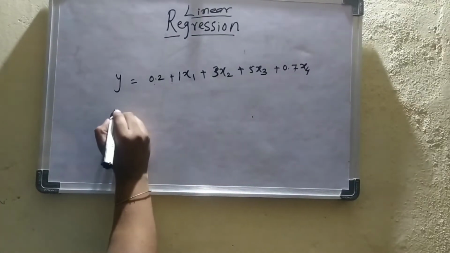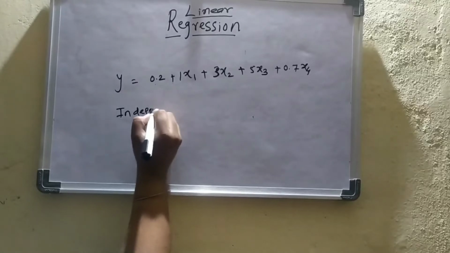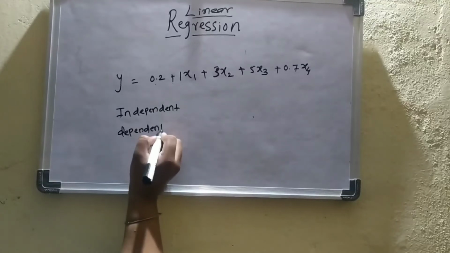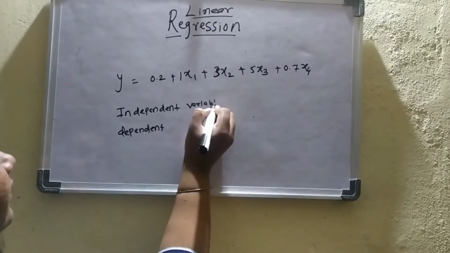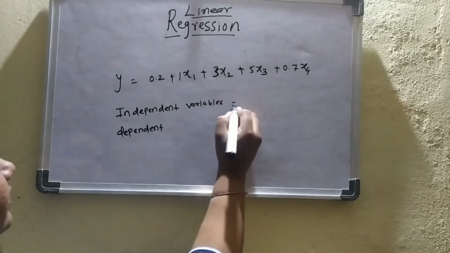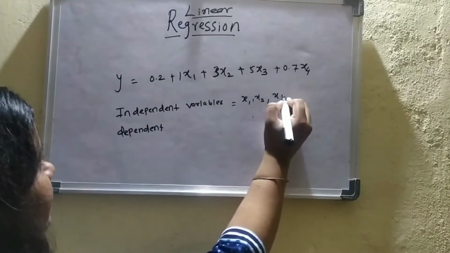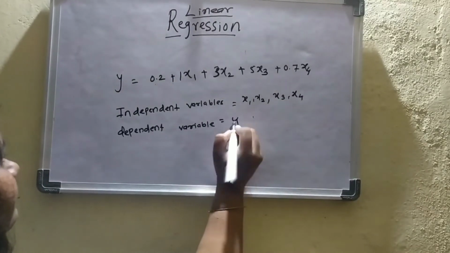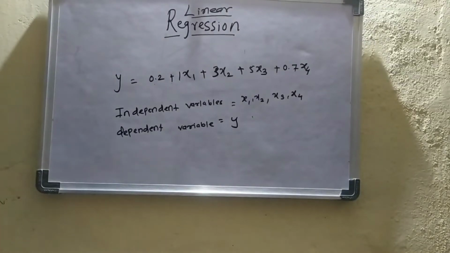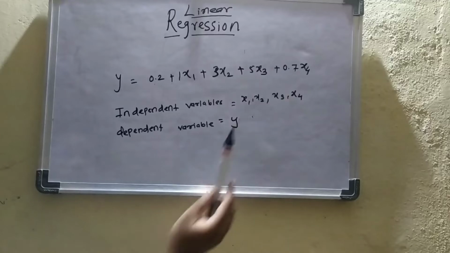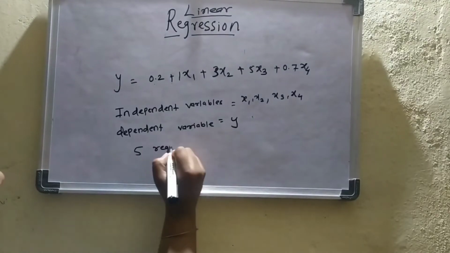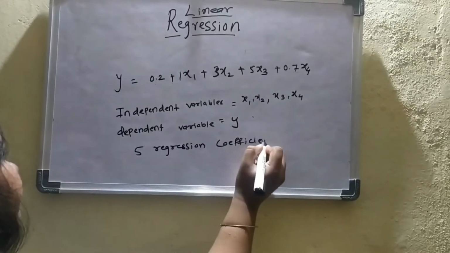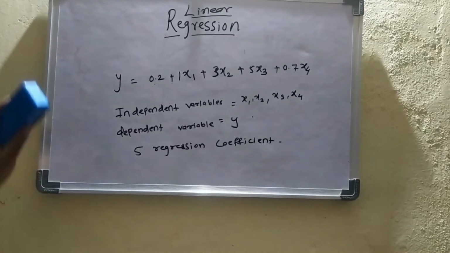So here we can easily find out how many independent variables there are. We can see there are 4 independent variables, that is x1, x2, x3 and x4, and the dependent variable is single, that is y, and there are 1, 2, 3, 4, 5 regression coefficients. So if we want to find out which is more related or which will provide us the better result whenever we are finding out the regression.